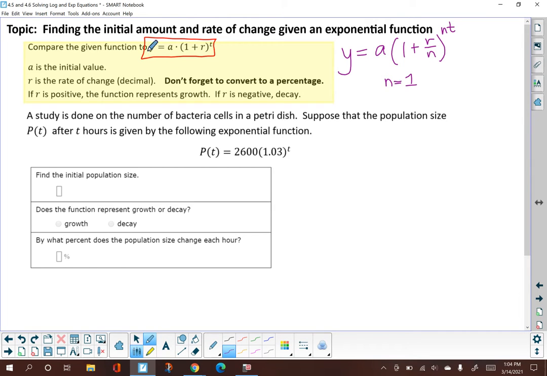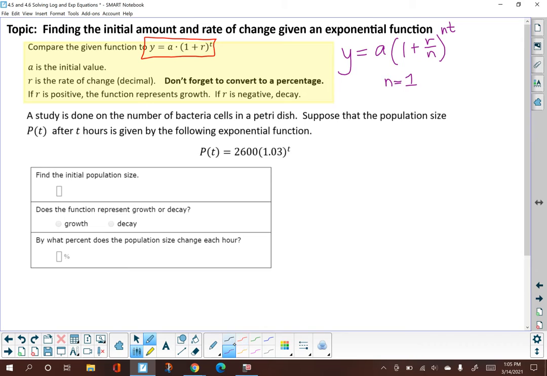So in this formula, a is the initial value, r is the rate of change in decimal form, and then t would be time. If r is positive, the function represents growth. If r is negative, it's decay. So we're going to be comparing to that equation.